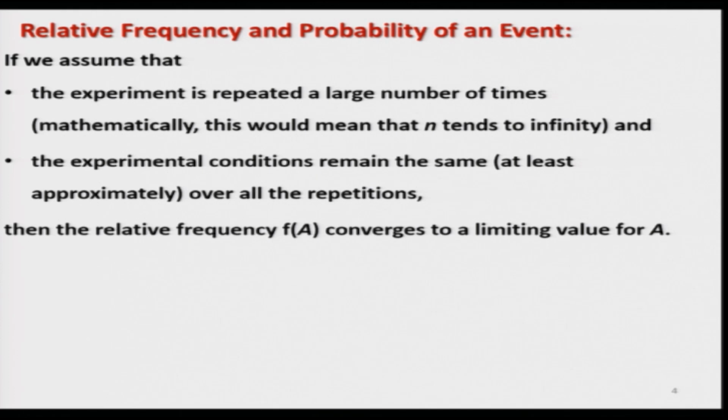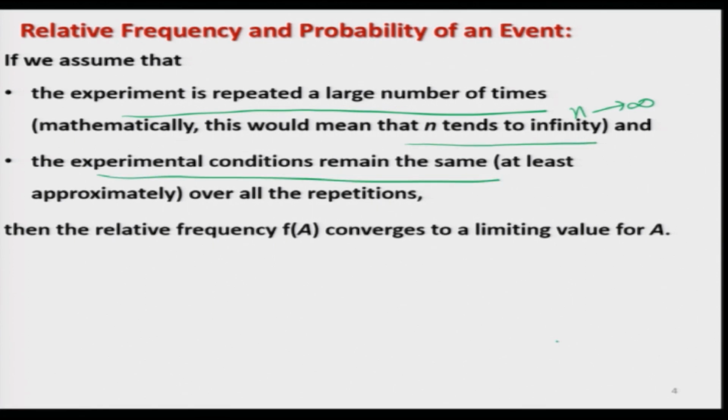Now, in case you assume that the experiment is repeated a large number of times, and if you say the same thing in mathematical language, we say that the experiment is repeated infinite number of times, or we say that n goes to infinity. And the second condition is that this experiment is being repeated under the same conditions. That means the experimental conditions remain the same, right, at least approximately, whenever we repeat the experiment. So, the experimental conditions remain the same over all the repetitions.